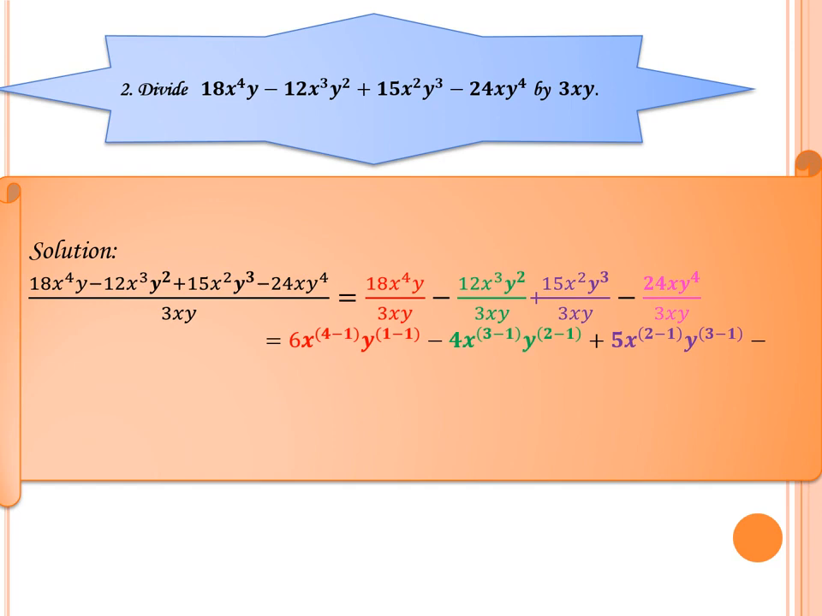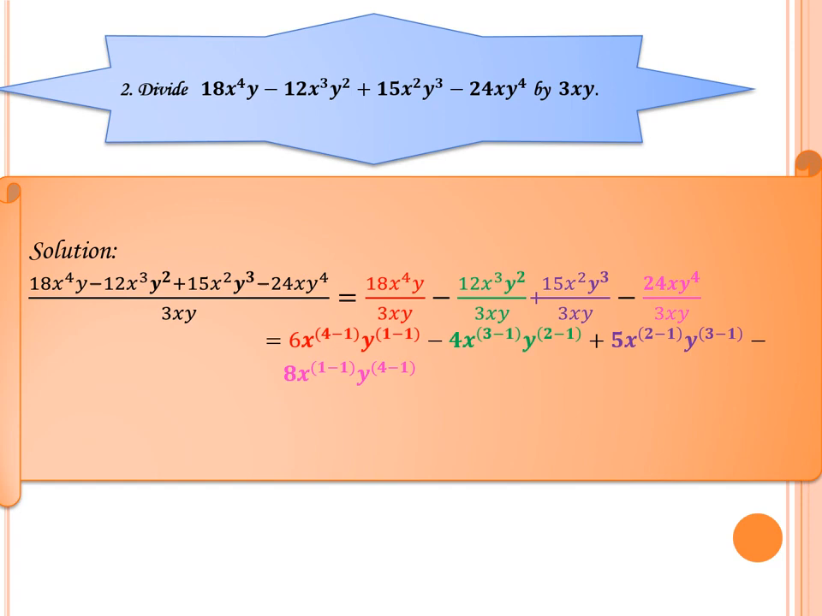For the next term, the purple one, 15x squared y to the power of 3 divided by 3xy is just equal to 5x to the power of 2 minus 1 times y to the power of 3 minus 1. Since 15 divided by 3 is just equal to 5, and x squared divided by x is just equal to x to the power of 2 minus 1, and y cubed divided by y is just equal to y to the power of 3 minus 1.